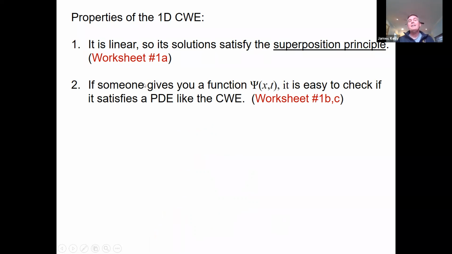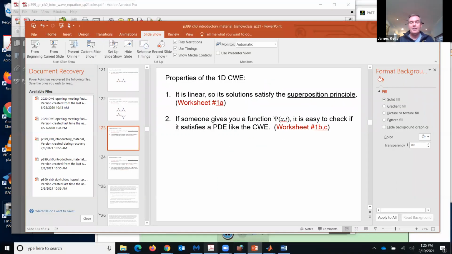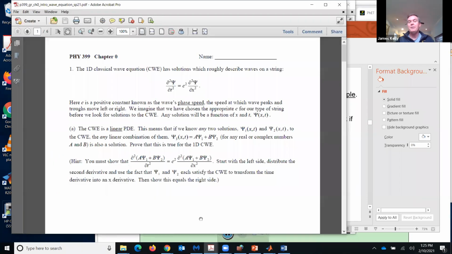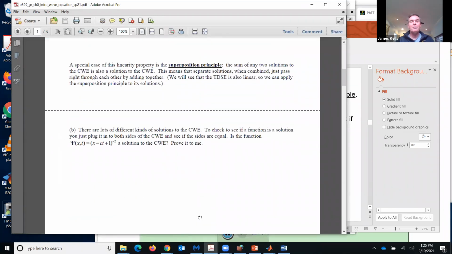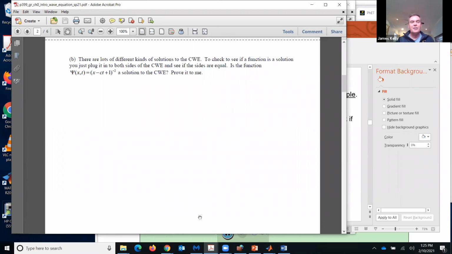Okay. The second thing about partial differential equations is it's easy to check if something is a solution. All you have to do is plug it into both sides and check to see that the equation holds. So let's look at that worksheet again. And again, I would have given you a chance to do these in groups in class, so it's not the best way to do this, but at least we can talk through how to do this together.